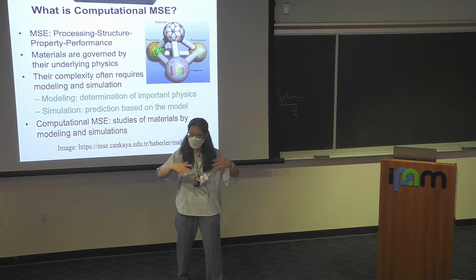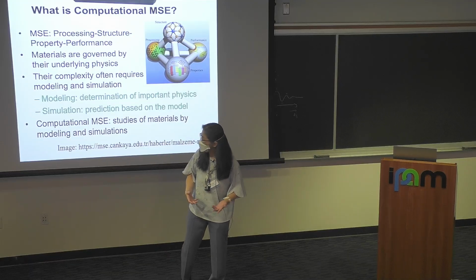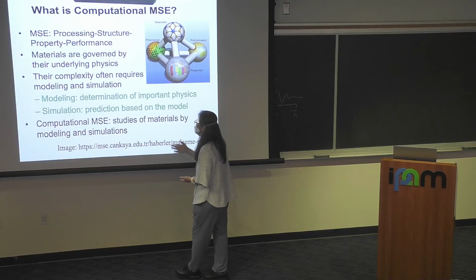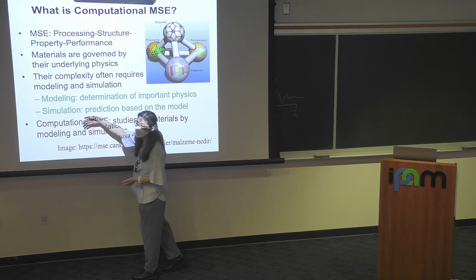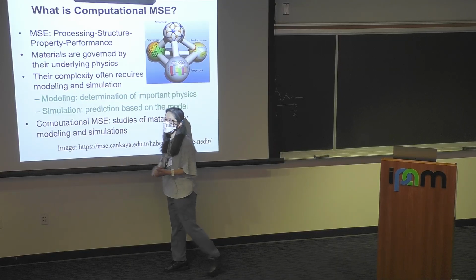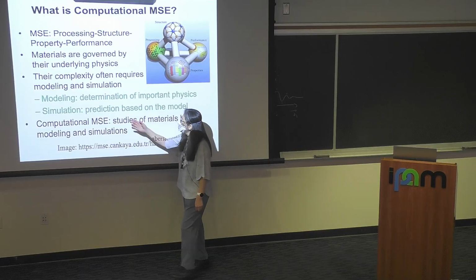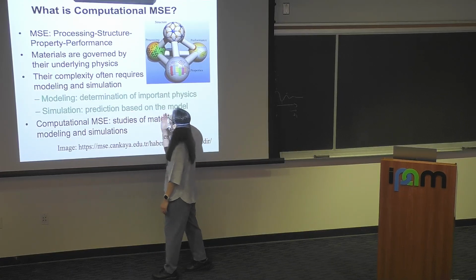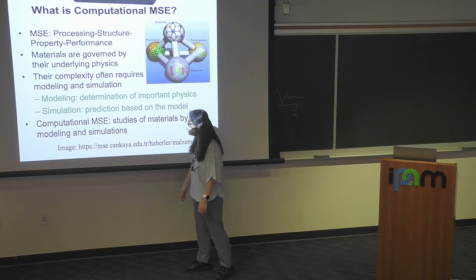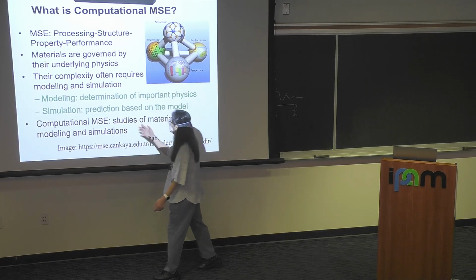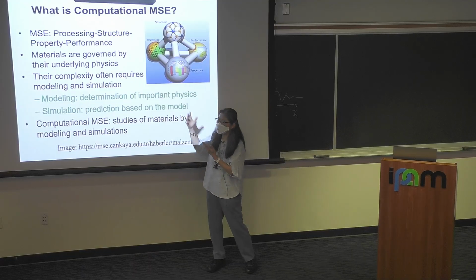In our case, it usually comes in the form of partial differential equations. And then you have to solve them. It's hard enough that we have to use computers to solve that. So that's the simulation part of computational material science and engineering. And that's the prediction based on the model. So computational material science and engineering is the study of materials by modeling and simulation, combining these two things.